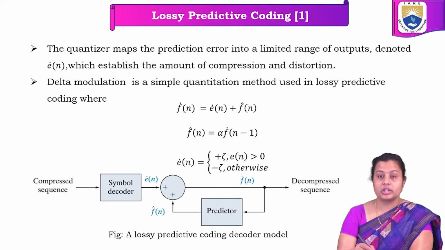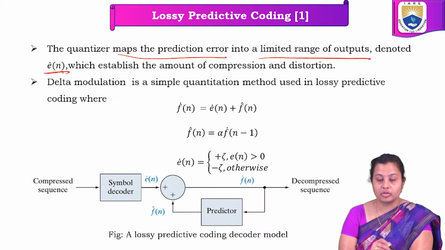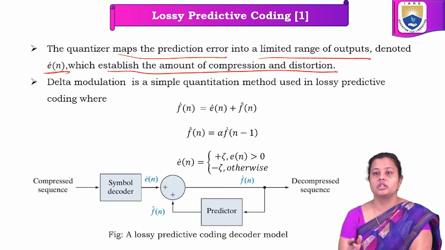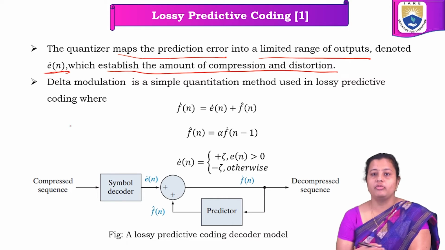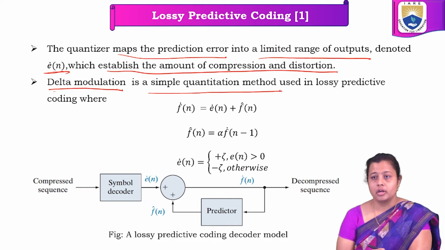Here what does it do? The quantizer, as I said, maps the prediction error into a limited range of outputs, right? That is denoted by e dot of n, and this establishes the amount of compression and distortion that is available in lossy predictive coding. Now, the quantizing model that we are using is delta modulation, right? It is a very simple quantization method, okay?